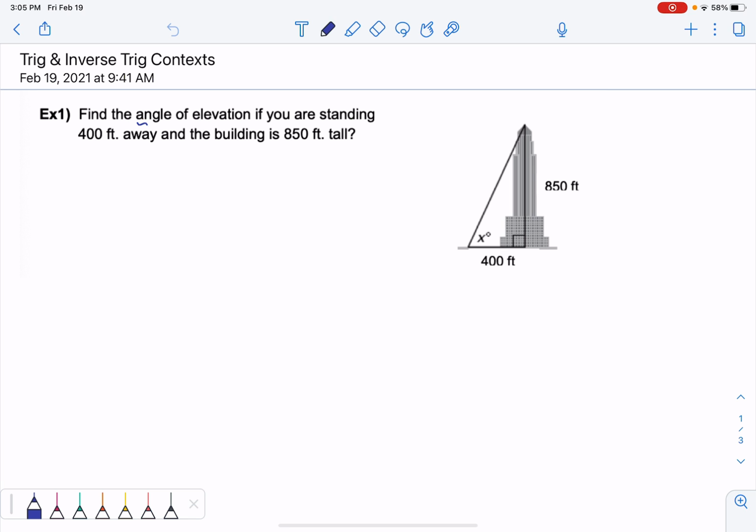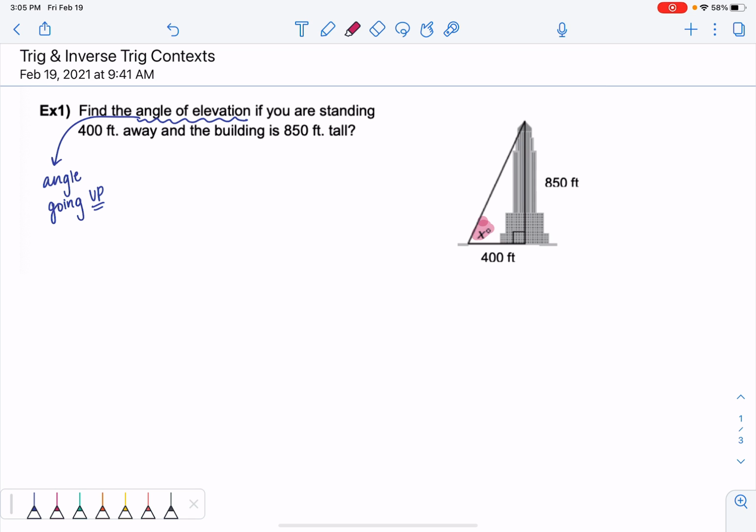So what does that mean? Angle of elevation means the angle going up. And actually on the diagram we can see that that angle is marked with X. Find the angle of elevation if you are standing 400 feet away. So this is where we are, and it's 400 feet away, and the building is 850 feet tall. So that's the height.